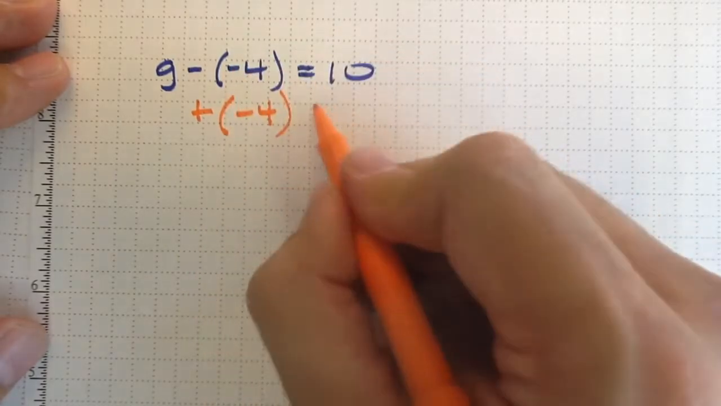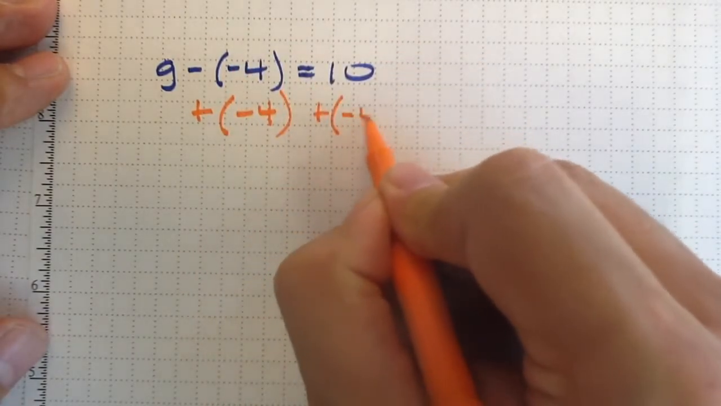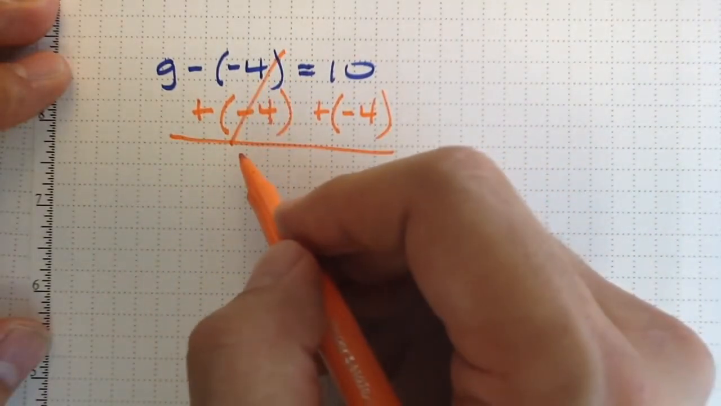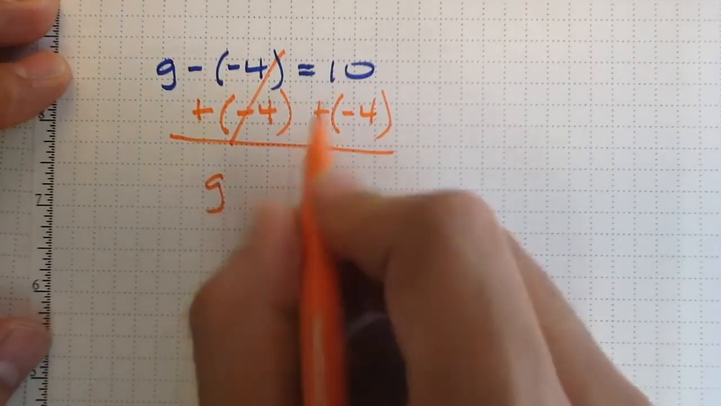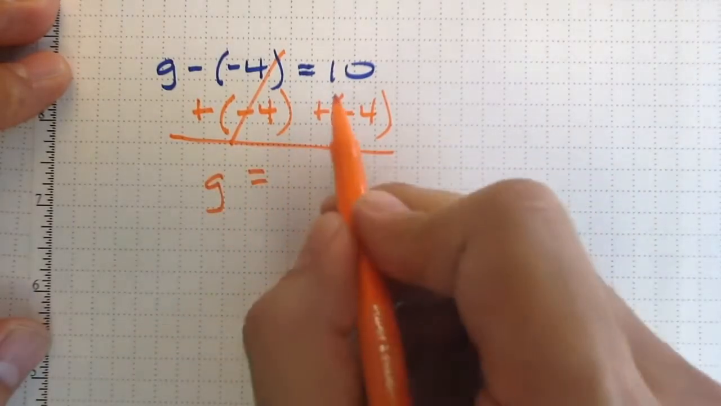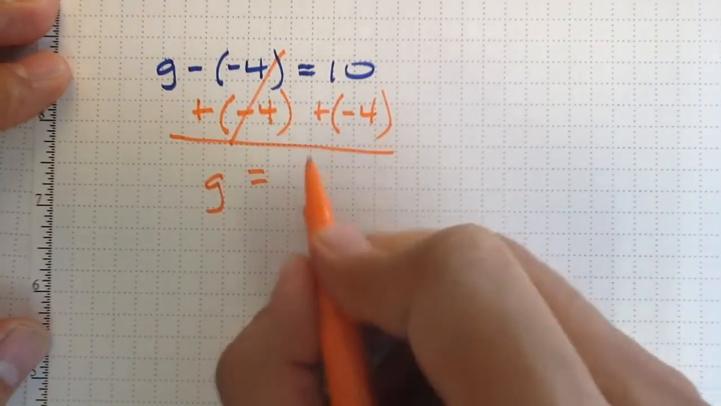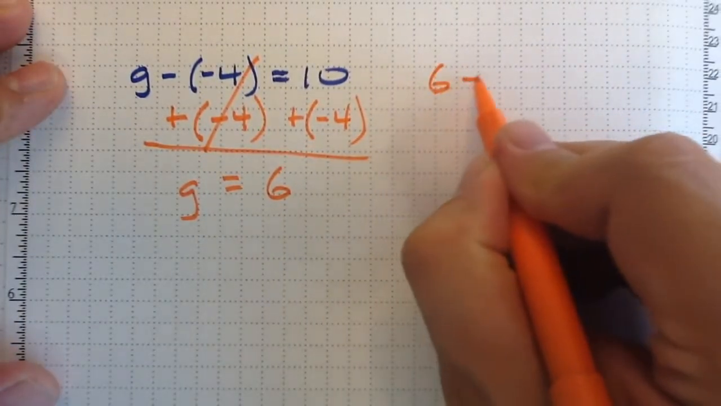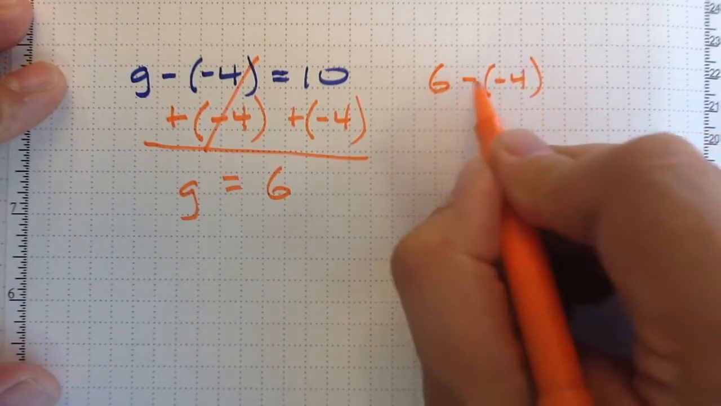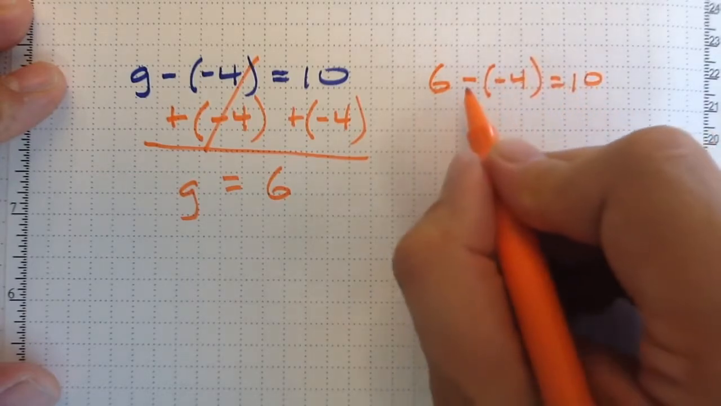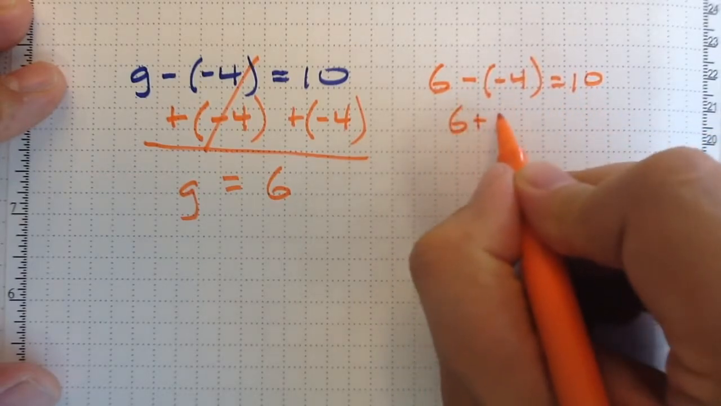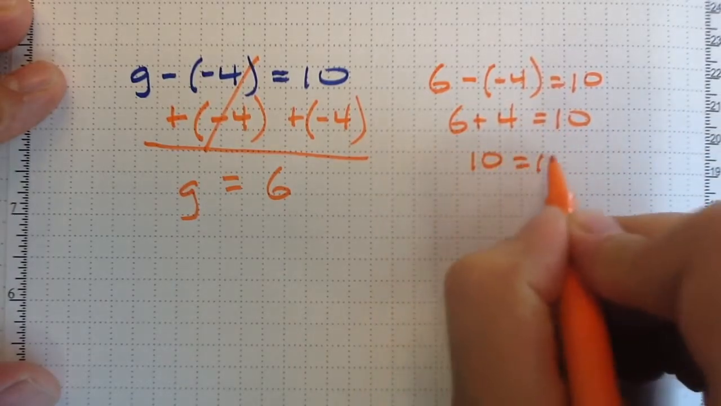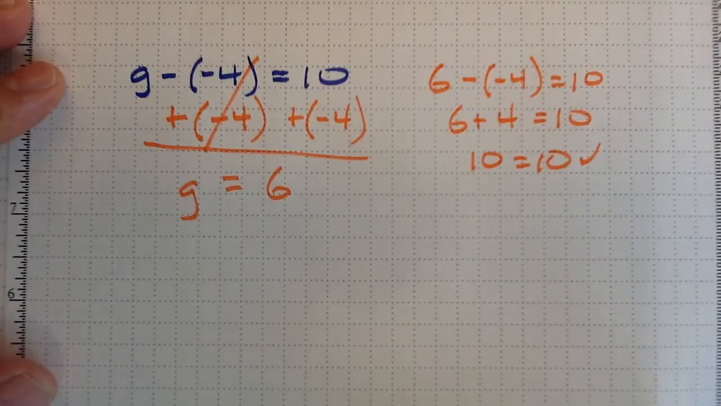What I do to one side, I do to the other side of the equal sign, and then I do my work. These cancel out. g drops down. Equal sign drops down. 10 plus negative 4 would turn out to be 6. And to check my answer, plug 6 back in. 6 minus negative 4 equals 10. Minus a negative is plus. And 6 plus 4, 10 equals 10. So it checks out.